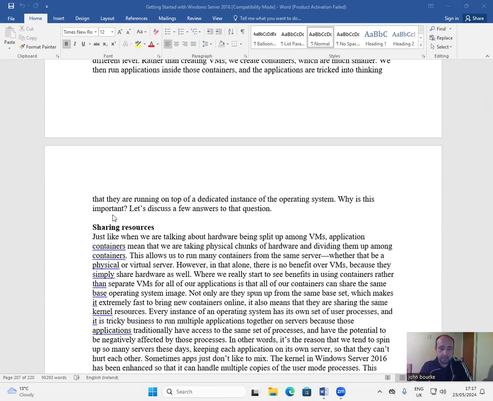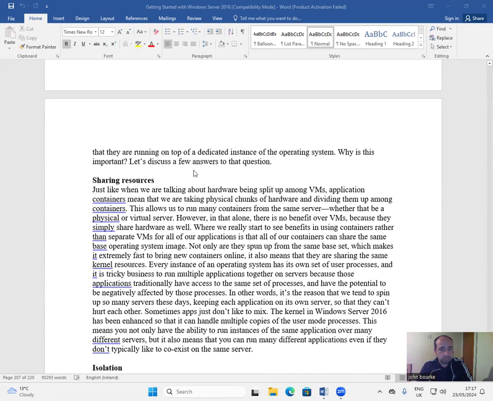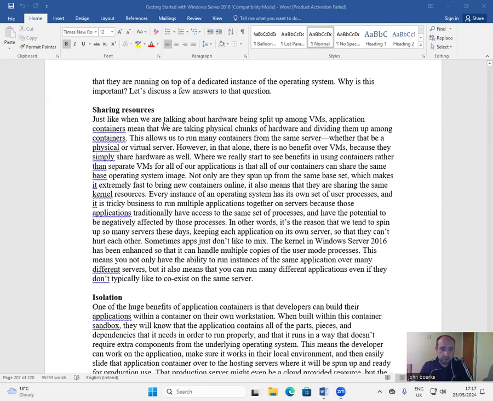Why is this important? Let's discuss a few answers to that question. Sharing resources, just like when we are talking about being split among VMs, application containers mean that we are taking physical chunks of hardware and dividing them up among containers. This allows us to run many containers from the same server, whether that be a physical or virtual server. However, in that alone, there is no benefit over VMs because they simply share hardware.